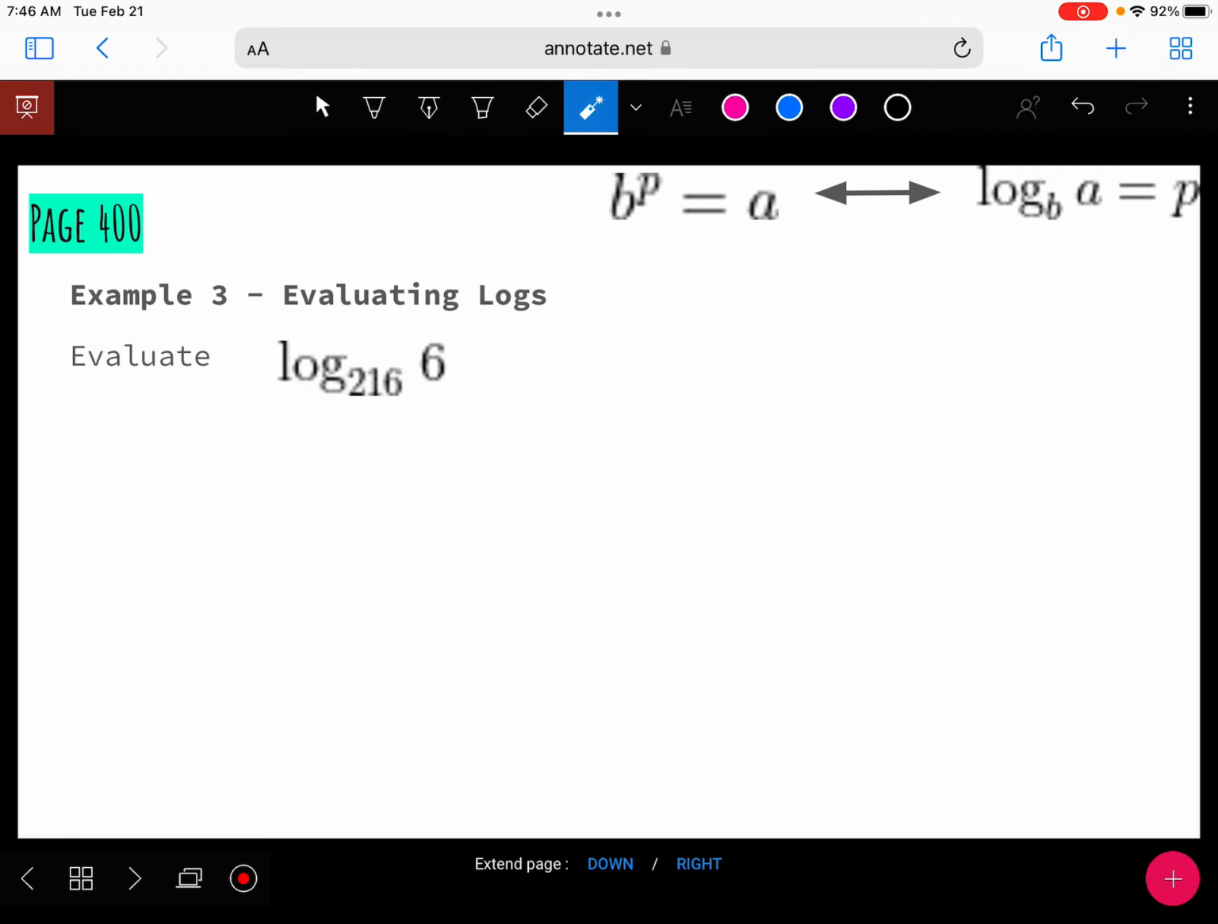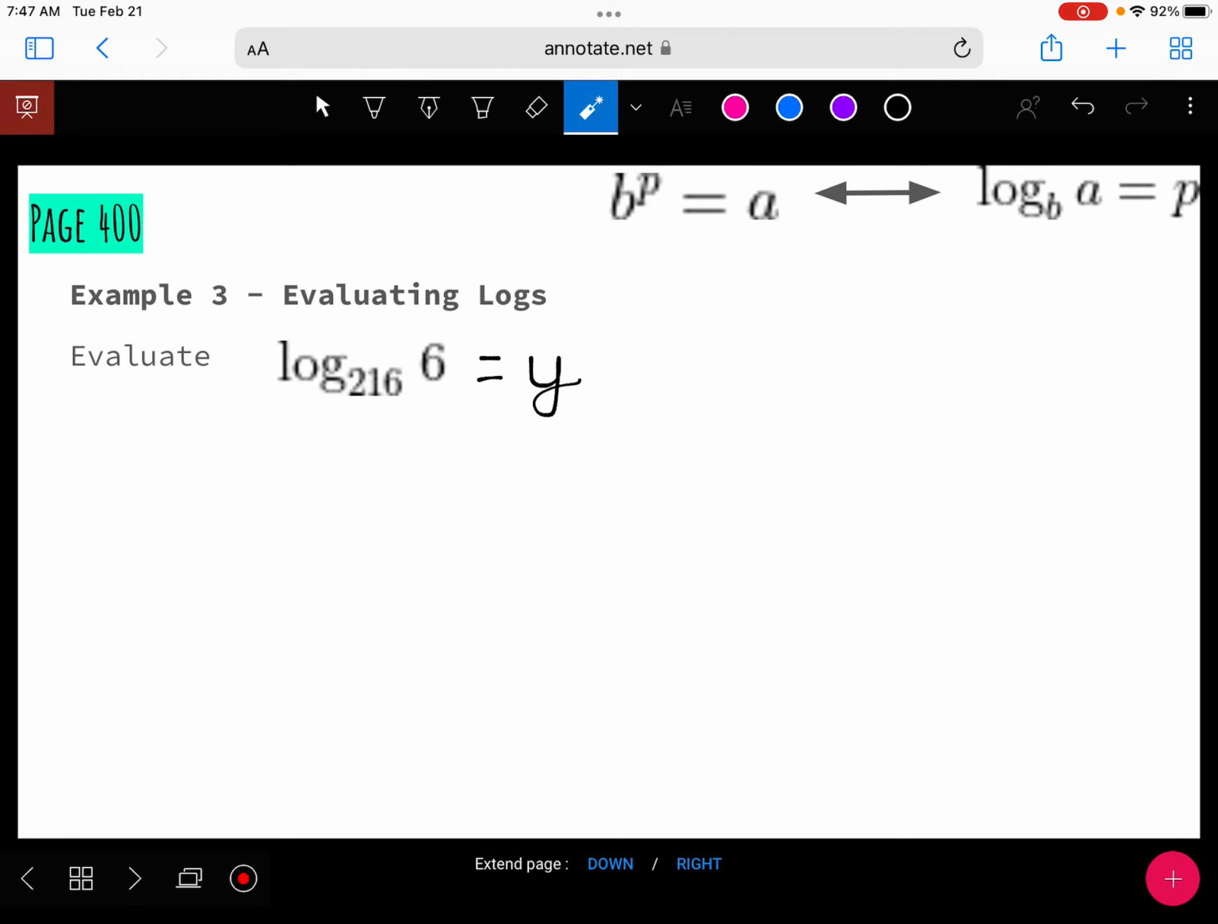When they tell you to evaluate an expression like this, what they mean is put it into exponential form. But they didn't actually tell us what this equals because that's what we're trying to find. So we're going to add in an equals Y. So log base 216 of 6 is what? We want to know what that equals. And since we don't know it, we put a variable. Since the book used Y, I'm using Y.